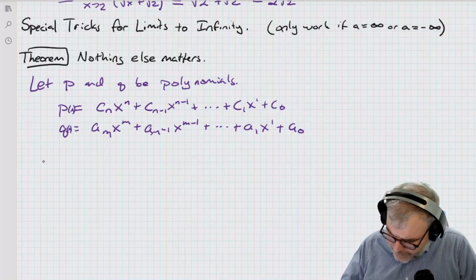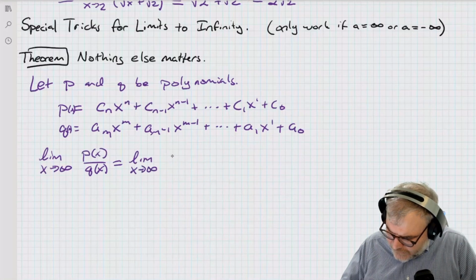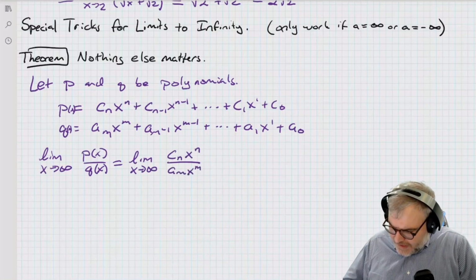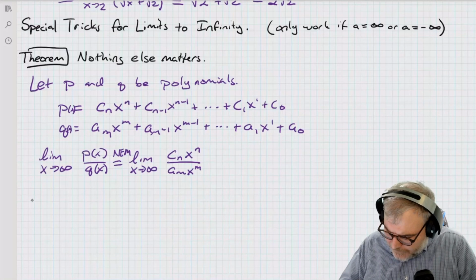Then the limit as x goes to infinity of p of x over q of x equals the limit as x goes to infinity of Cn x to the n over am x to the m. Okay, this is called nothing else matters. Okay, example.